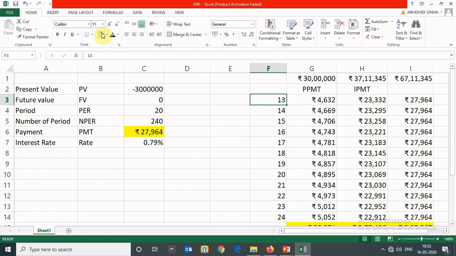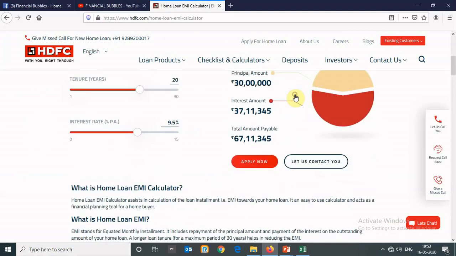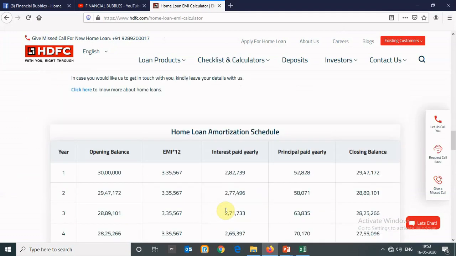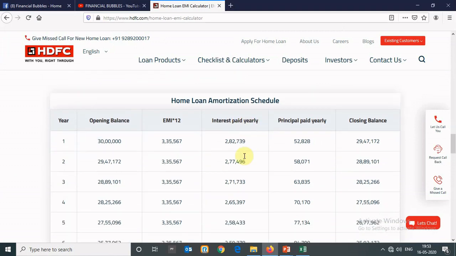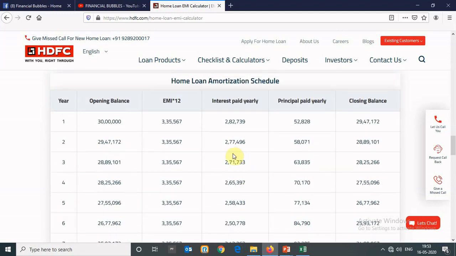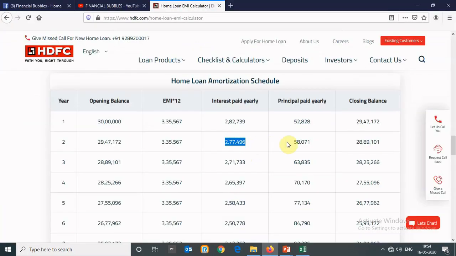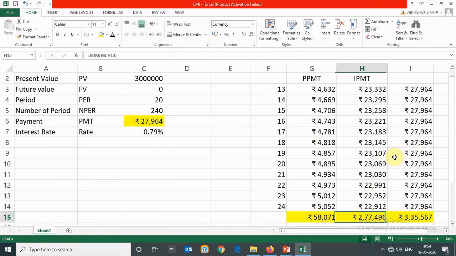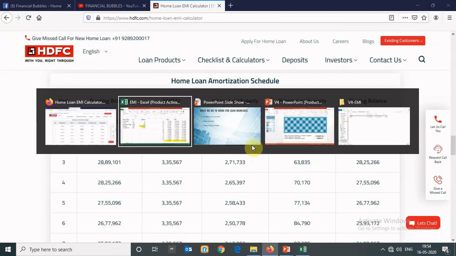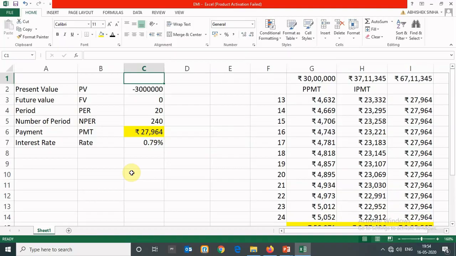So let's first check it. Suppose for 13, okay, so here there is an option of view details, okay. Interest paid yearly and principal paid yearly. So this is the schedule as per the year. So the amount should be for the second year, okay, 13. So what is it coming, 58071, which you can see here, and 277,469, which you can see here. So it's checked again. So the EMI working is closed here.